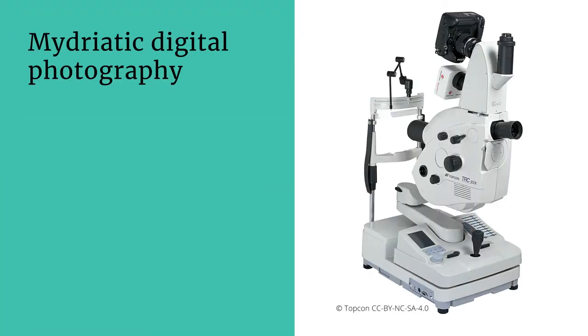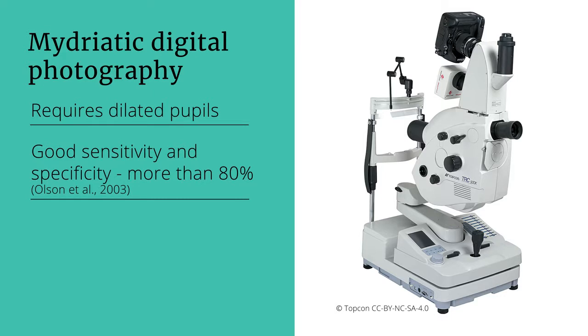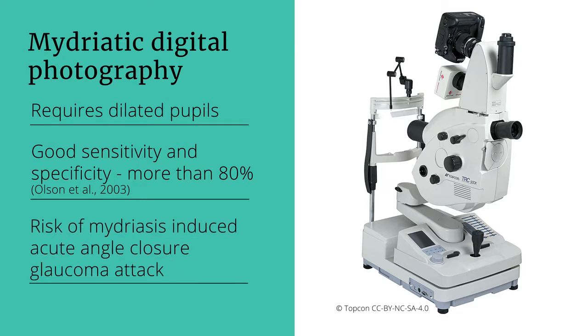There are several methods available to capture digital photographs. Mydriatic digital cameras require dilated pupils. Two-field stereoscopic imaging using mydriatic digital photography has been found to have a good sensitivity and specificity of around 93% and 87% respectively. The rate of ungradable images is about 4%, although this will vary across different populations. A significant drawback of this method is the risk of mydriasis-induced acute angle closure glaucoma attack, especially in Asian populations.